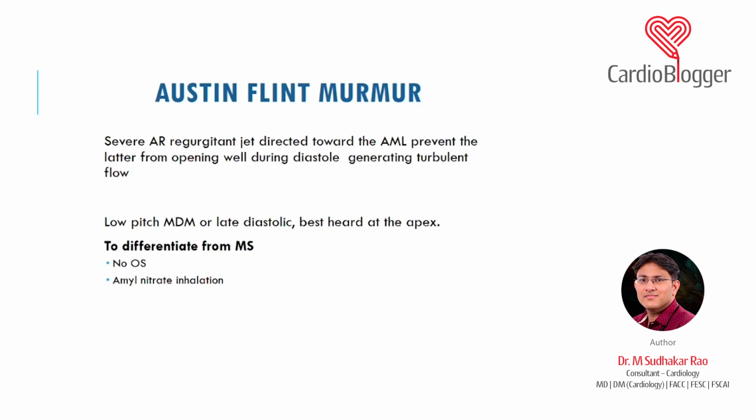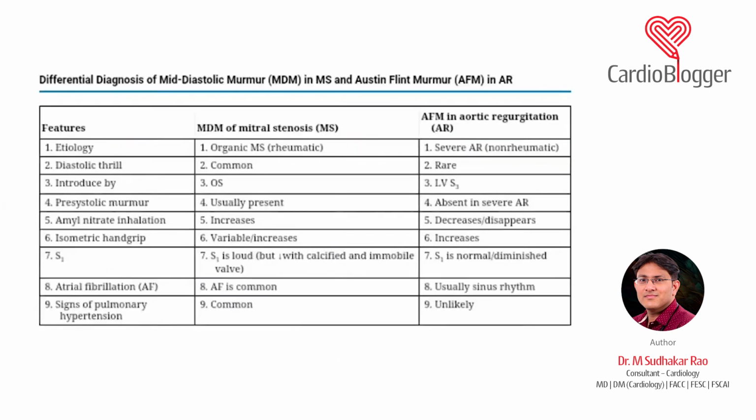AR murmur reduces, whereas in MS, because amyl nitrate causes tachycardia, it causes increased gradient between the LA and the LV, and that is why it causes increased intensity of the MS murmur. So MS murmur increases by amyl nitrate, whereas AR murmur decreases by amyl nitrate. So these are the other features of differentiation.